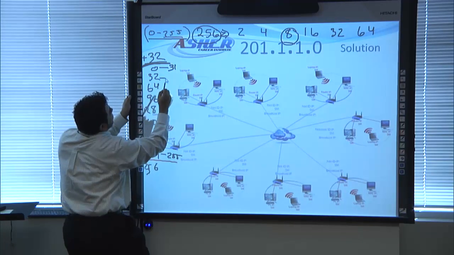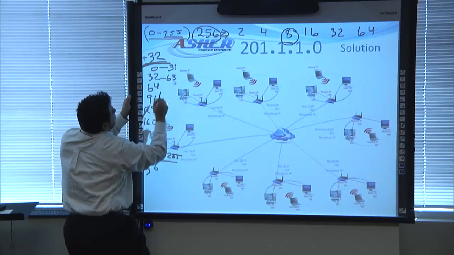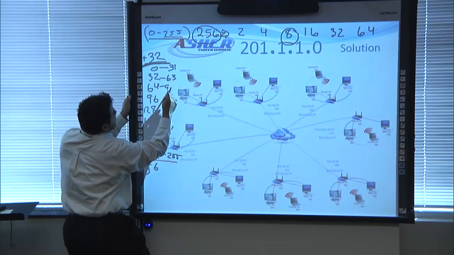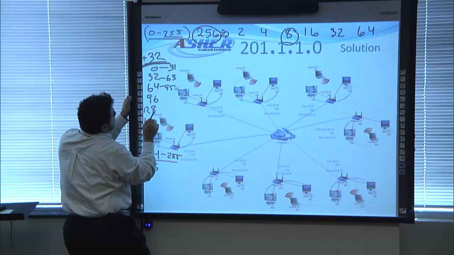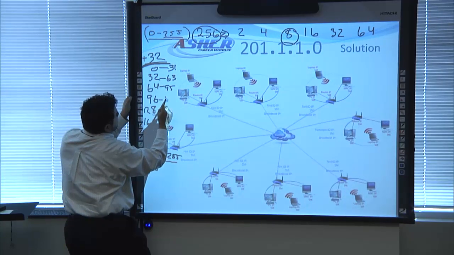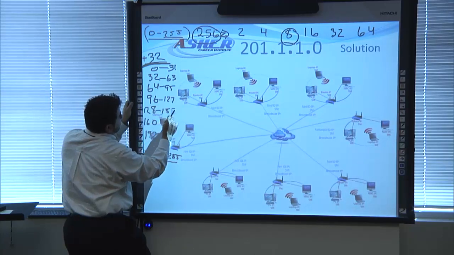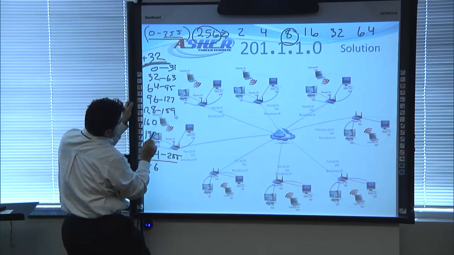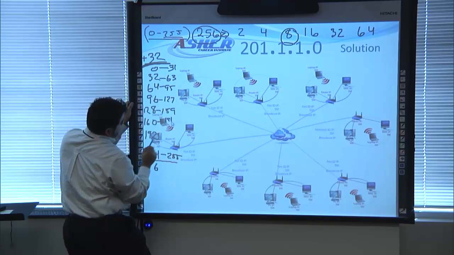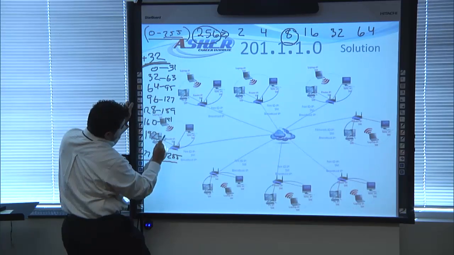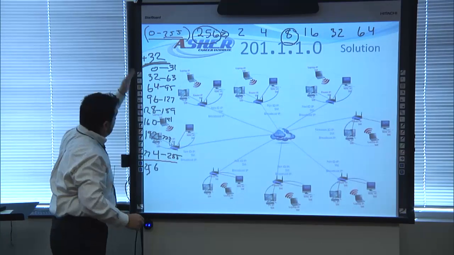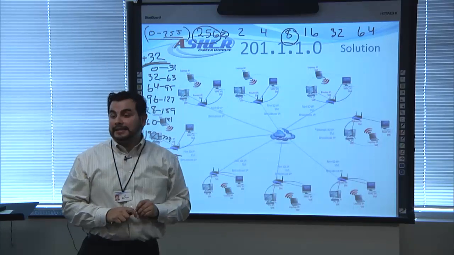31. And 1 less than 64? 1 less than 96? 1 less than 128? Okay. 1 less than 160? 1 less than 192? 1 less than 224? And voila, we're done. We subnetted that easily.